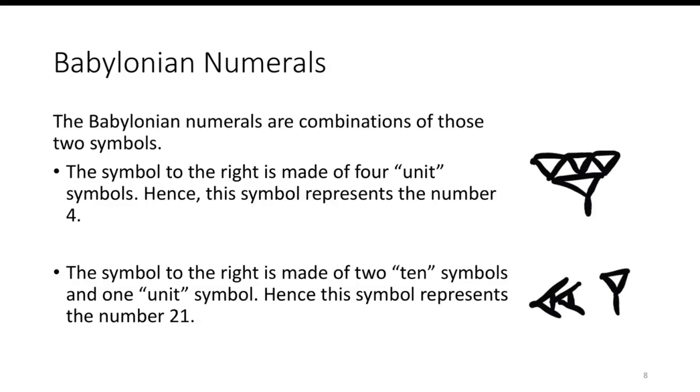For some other examples, the symbol you see in the upper right is made up of 4 unit symbols. Basically, the unit symbols are those triangles. Hence, what you see here is the number 4. The symbol below that is made of 2 eyeball 10 symbols and a unit symbol. So that comes out to be 21.